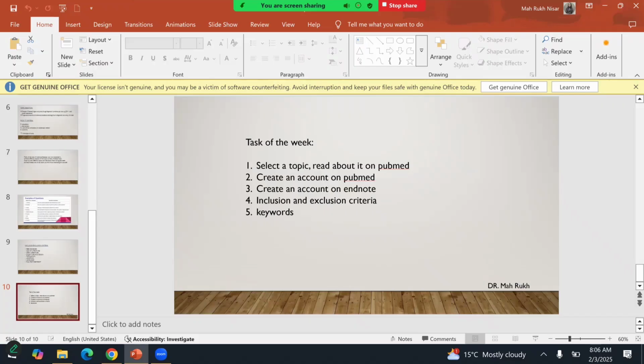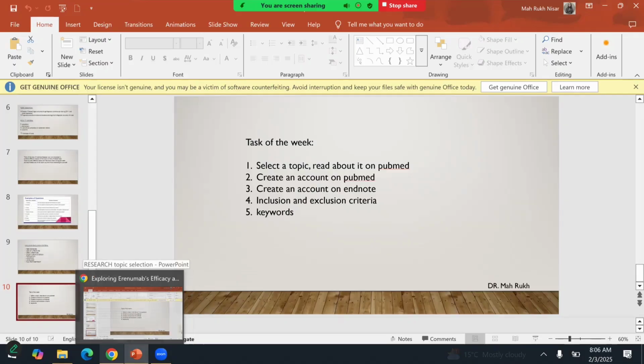Then you have to create an account on EndNote. EndNote is used for references. Right now, I will tell you how to create an account on EndNote, and in later lectures, we will figure out what to do with EndNote. And we also discussed inclusion and exclusion criteria and keywords.